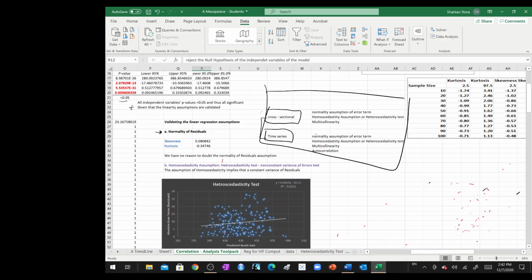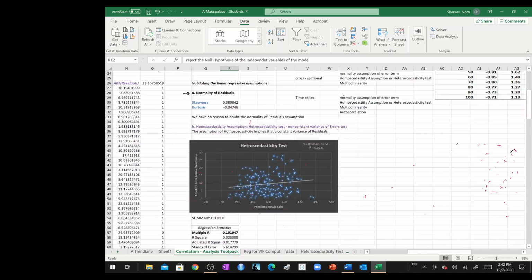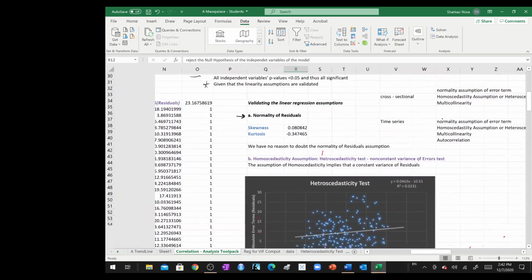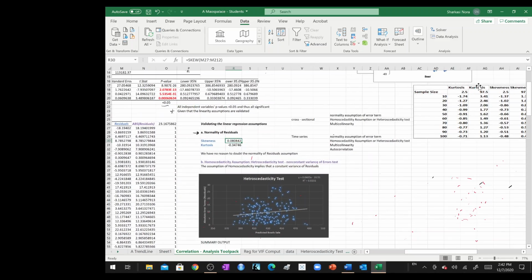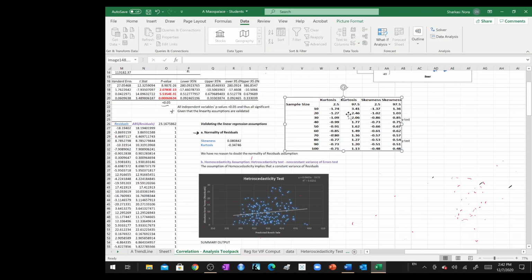For this case study, we're going to work on the normality assumption, the homoscedasticity, as well as multicollinearity. Let's go ahead with the normality assumption. We take the error term with its positives and negatives as is, the residuals, not the absolute residuals, and we find the skewness and the kurtosis. We need to benchmark the skewness and the kurtosis against an upper bound and lower bound of the kurtosis and skewness of normally distributed samples.